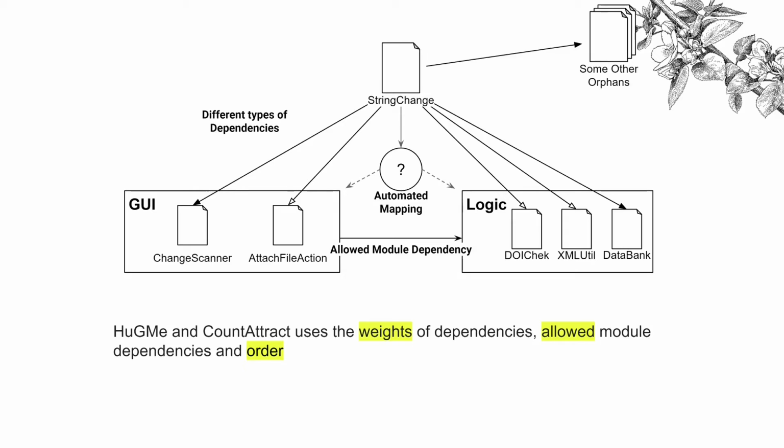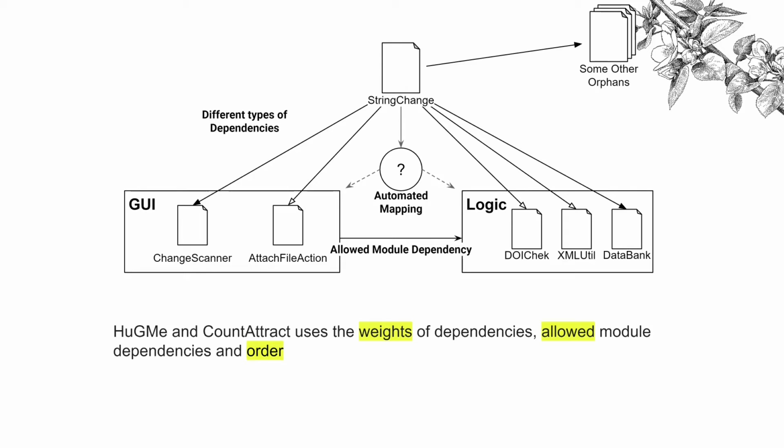So, the problem of automated mapping is a little bit more complicated. We can have different types of dependencies. We can also have allowed module dependencies as specified by a software architecture. In this example, entities mapped to the graphical user interface module are allowed to depend on entities in the logic module. The entity under consideration can also have dependencies to other entities that are not already clustered, making things complicated, and this may also affect the automatic mapping procedure.